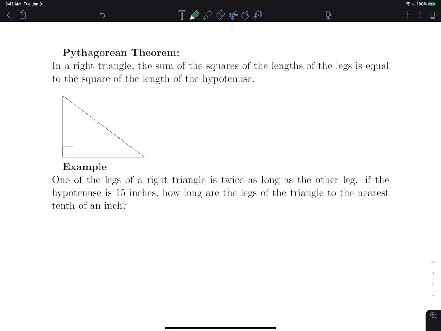Hello. In this video, we're going to go ahead and start talking about applications of quadratic equations. To begin with, we're going to start with the Pythagorean theorem. Now, the Pythagorean theorem says the following. In a right triangle, the sum of the squares of the lengths of the legs is equal to the square of the length of the hypotenuse.